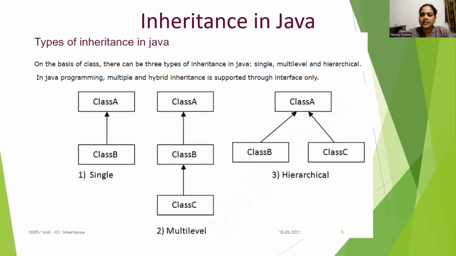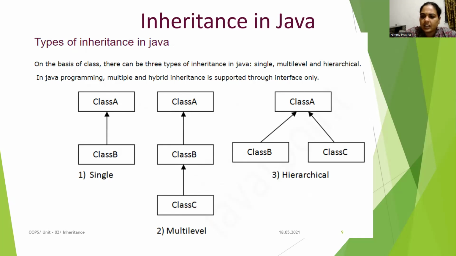So there will be two classes, class A and class B, and class A is the parent class, hence class B is the child class. Class B inherits some properties from the parent class. That is a simple inheritance or single inheritance. Next one is multi-level inheritance. So different levels are there. They're inherited from the base class in a line.